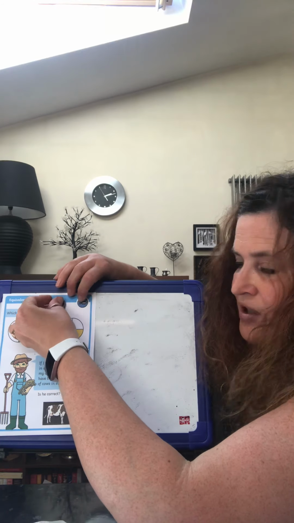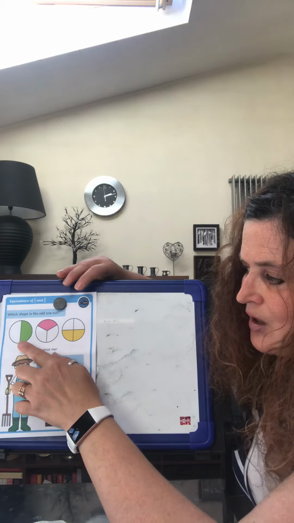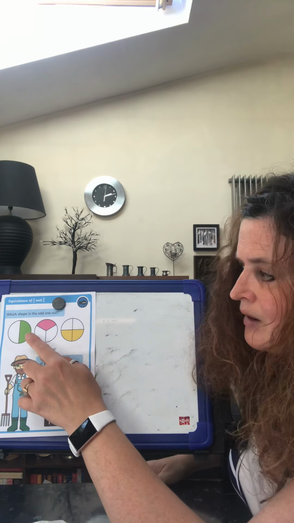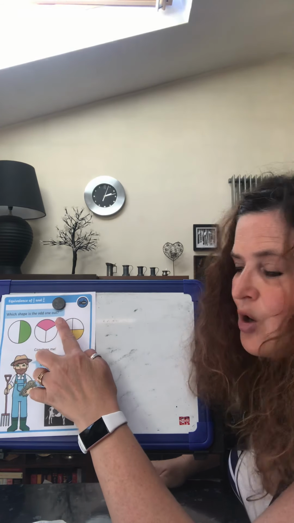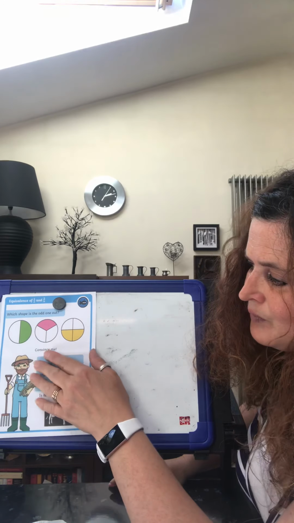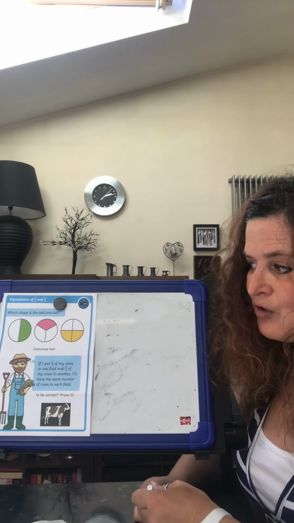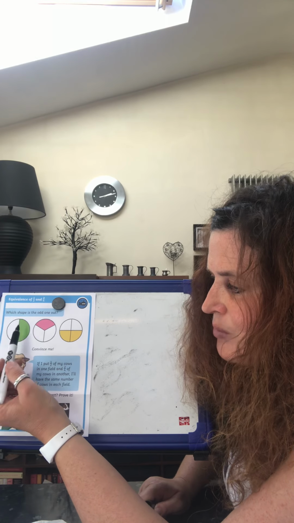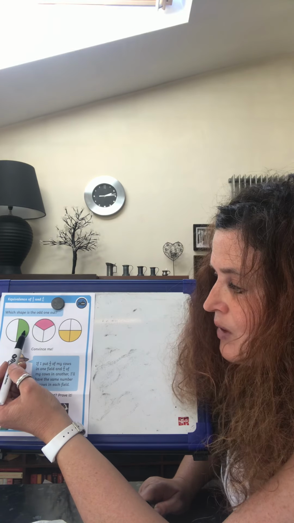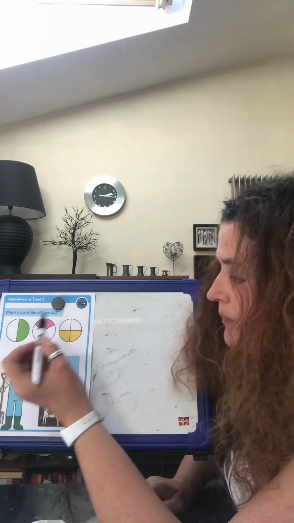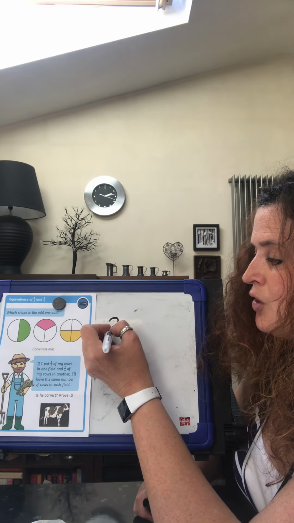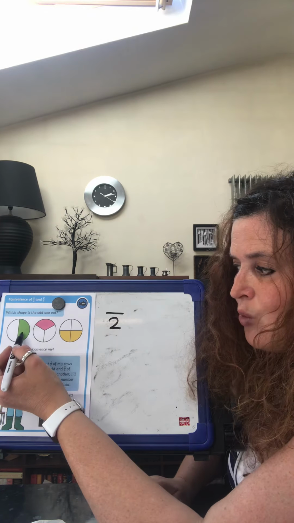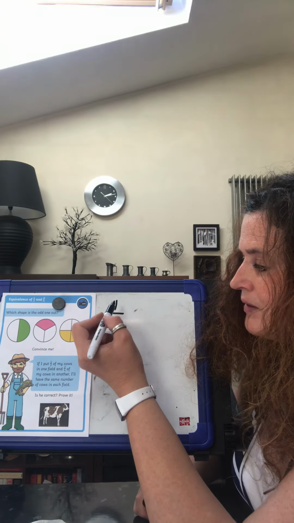Just a couple more challenges before we move on today. Have a look at the circles at the top. It says, which shape is the odd one out? Okay, well, the green shape, the circle that has got a shaded green part, that shows, well, there are 2 parts altogether. So 2 is my denominator, and 1 of them is shaded.